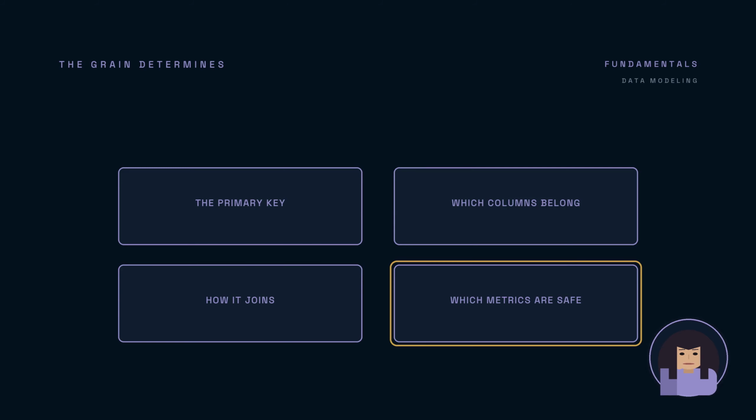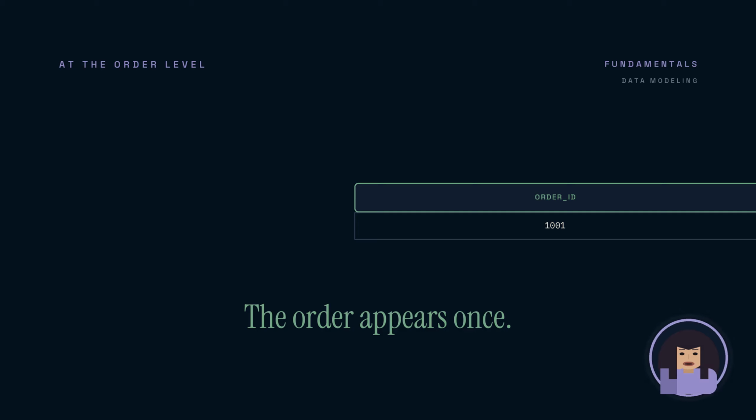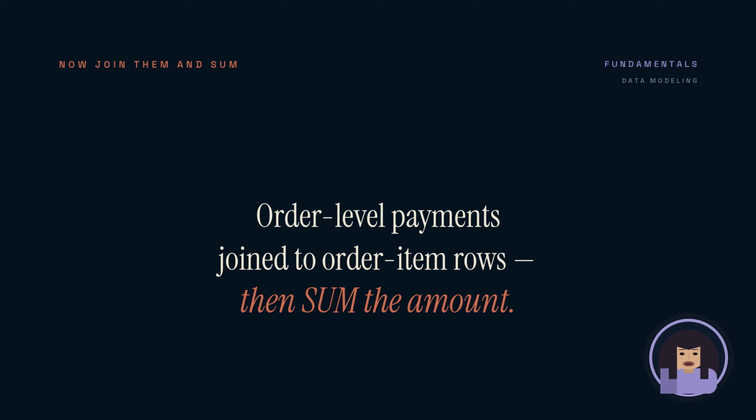Imagine an order with three products. If the table is at the order level, that order should appear once. If the table is at the order item level, the same order may appear three times, once for each product. Now, suppose someone joins an order level payment table to the order item table and sums the payment amount. A $100 order with three items may suddenly appear as $300.